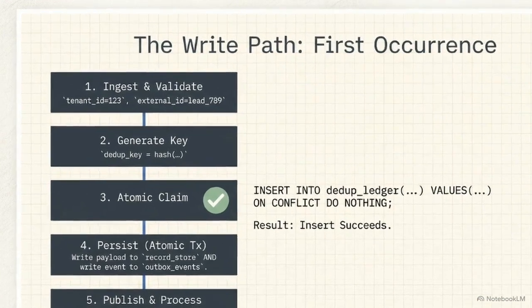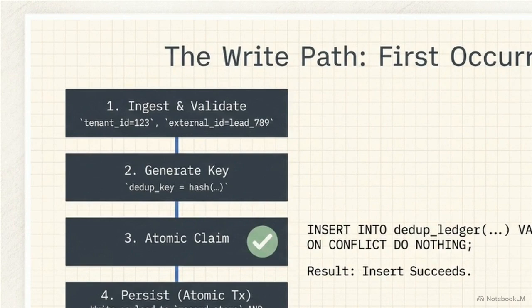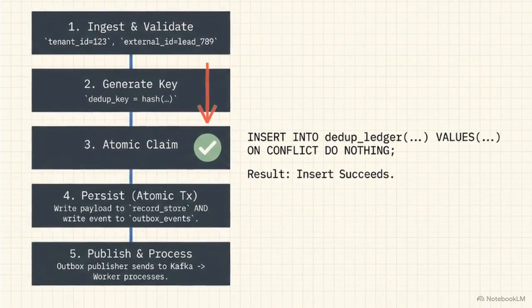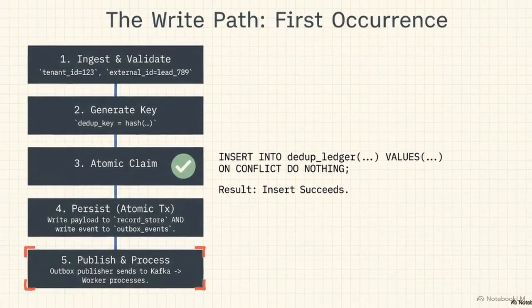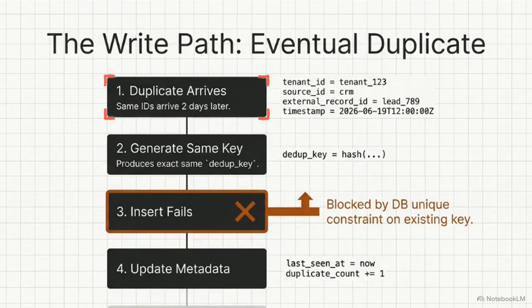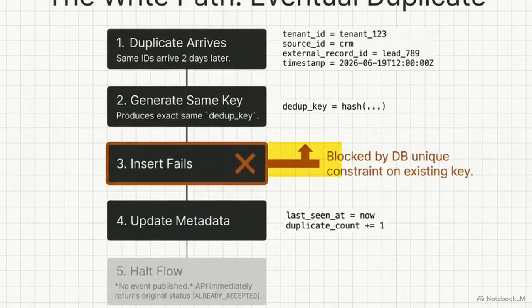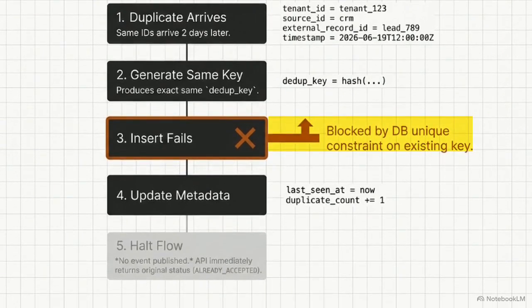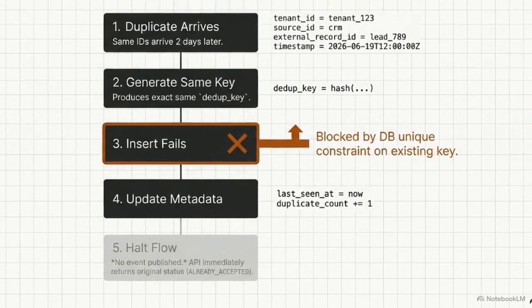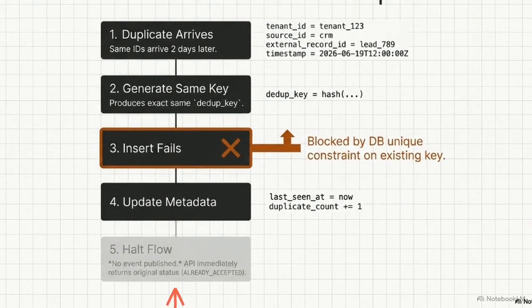The system ingests and validates the payload, generates the unique hash key, and successfully executes the atomic claim in the database. Finally, it persists the payload and publishes the task to the event queue for worker processing. Now look at what happens when an eventual duplicate arrives days later. The system generates the exact same hash key, but at step 3, the database's unique constraint blocks the entry entirely. The system updates the metadata to reflect the retry, and the flow halts immediately, preventing any downstream processing.